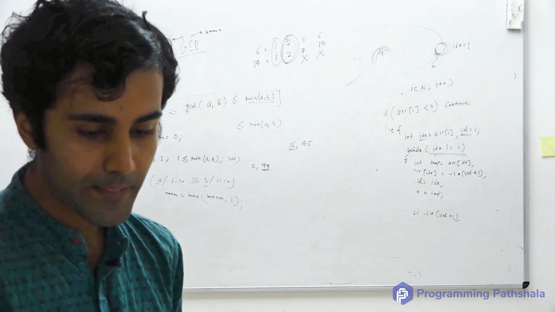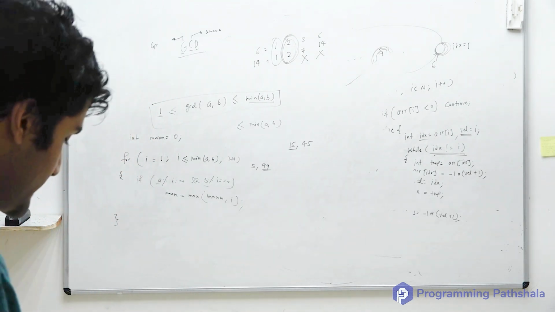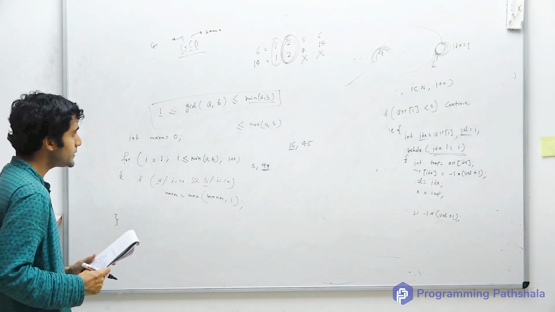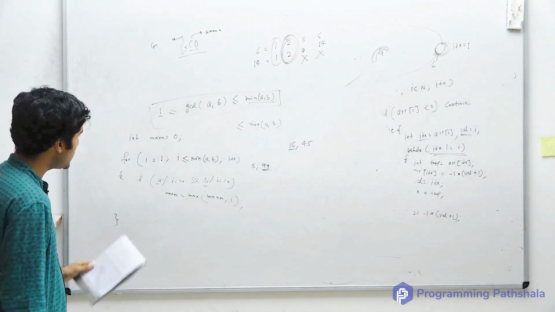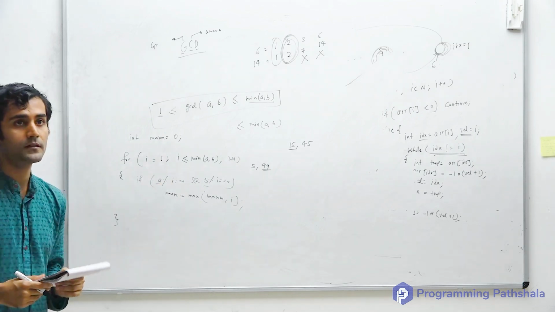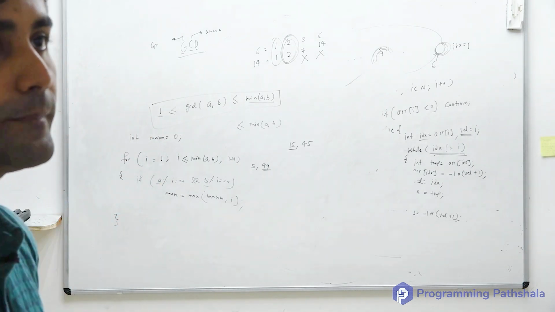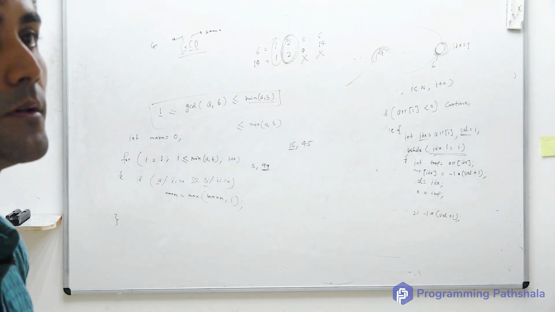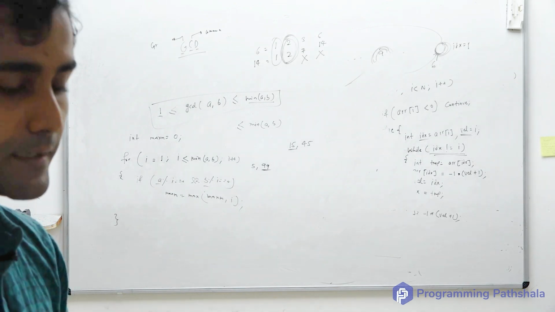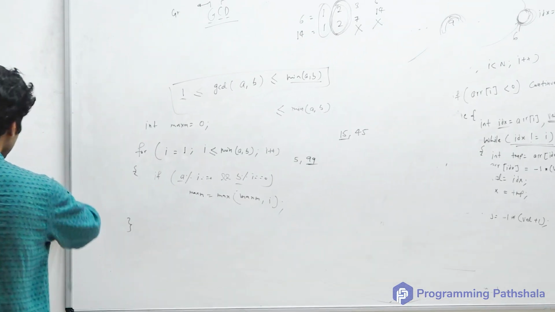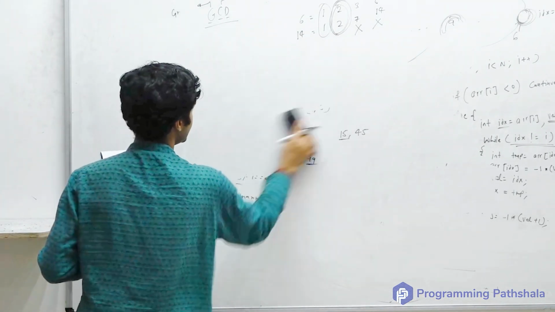So what is the time complexity of this approach? It will be order of min of a comma b, right? Yeah, it will be order of min of a comma b. So this is not a great approach. There is a way in which you can compute GCDs much faster than this.